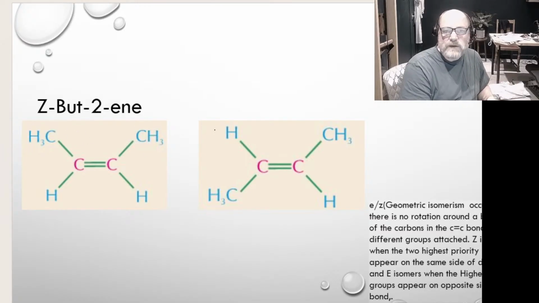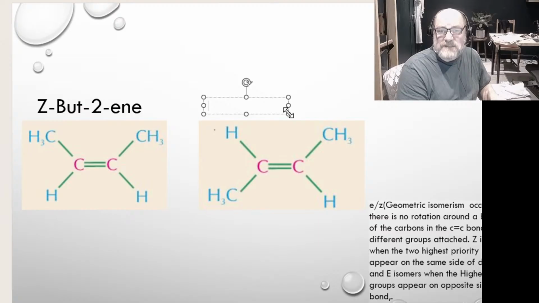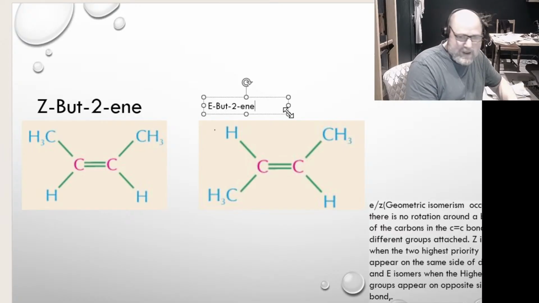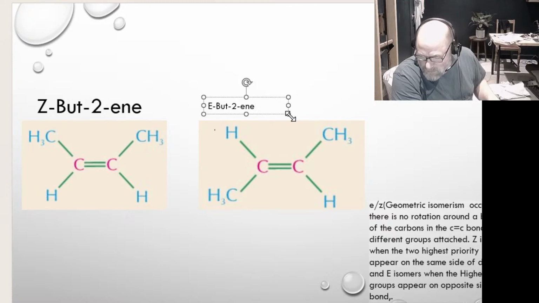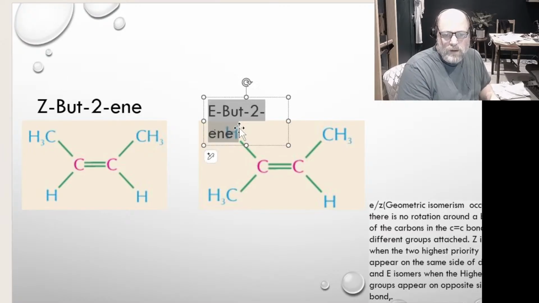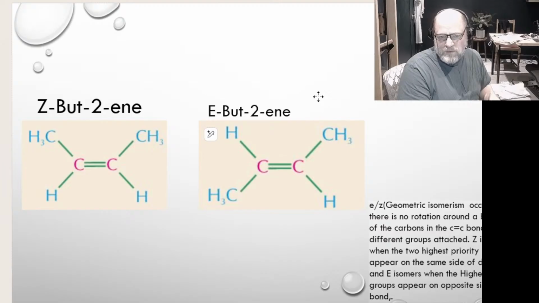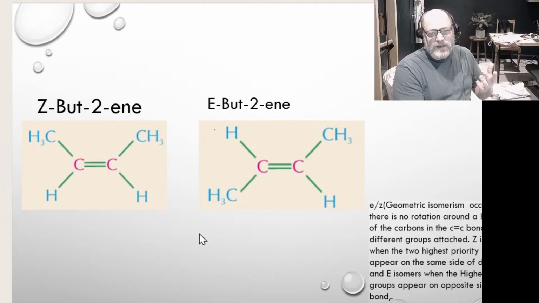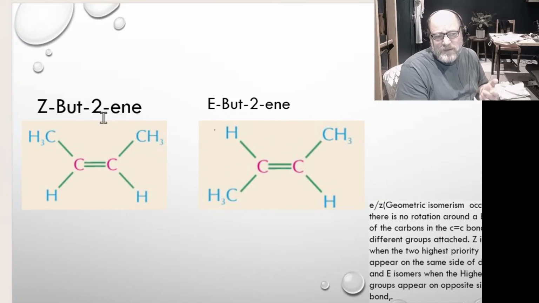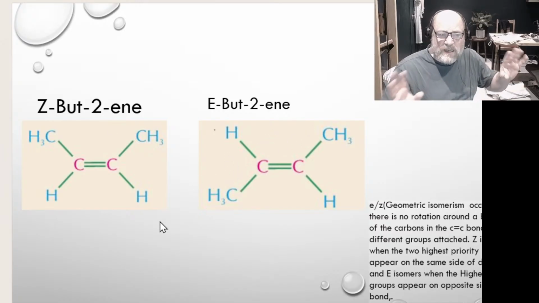Let's bust out the next one. And this one is E, E for Entgegen. Entgegen. Oh my gosh. And so we're going to call it E-but-2-ene. Anybody got any questions about this one? So this is but-2-ene, and I'm going to put some questions up to go through once we go through this. So we've got Z-but-2-ene and we've got E-but-2-ene. E means opposite, Entgegen means opposite. Now E/Z is just a little bit more nuanced.